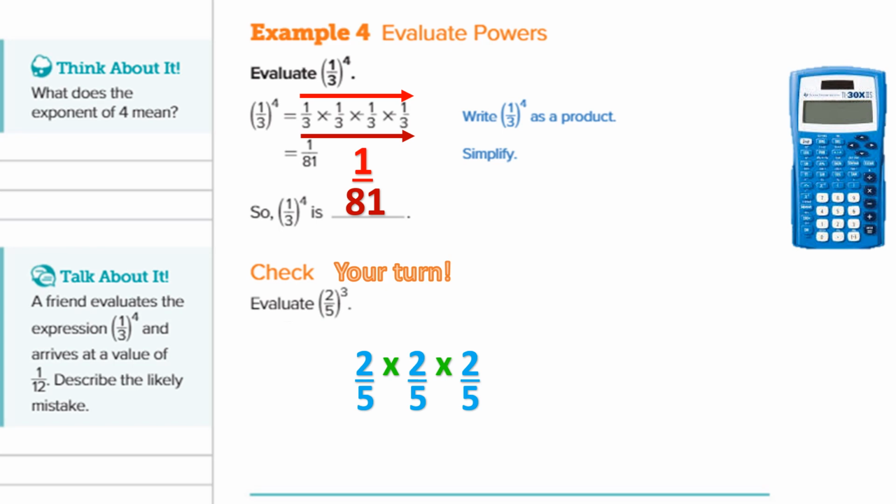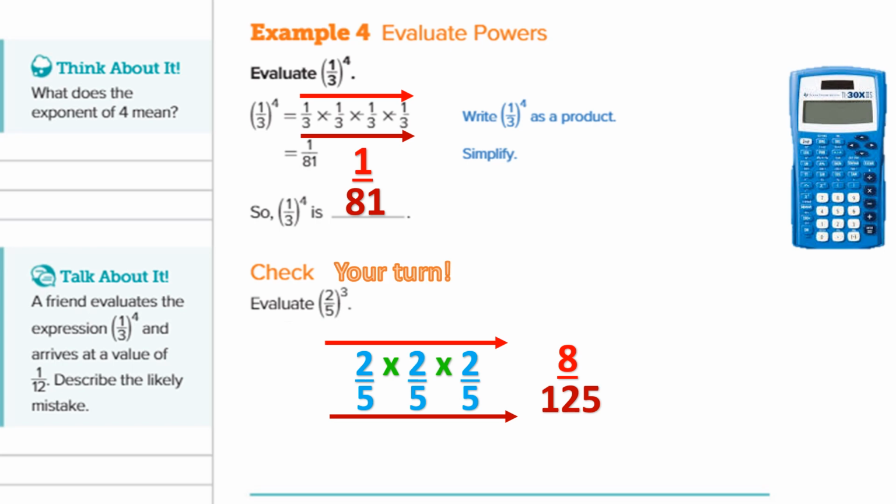And then you ask yourself, well, can I multiply fractions? Yes. Well, how do I do that? I multiply across. So in your numerators, you have 2 times 2 times 2. Hopefully, you did not get 6, because 2 times 2 is 4, times 2 is 8. And then you multiplied your denominator, and you got 5 times 5 times 5. Hopefully, you did not get 15, because 5 times 5 is 25, times 5 is 125.